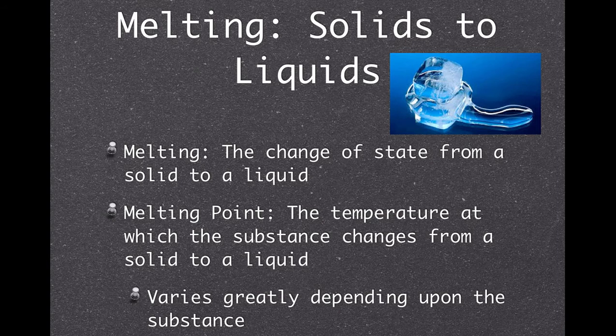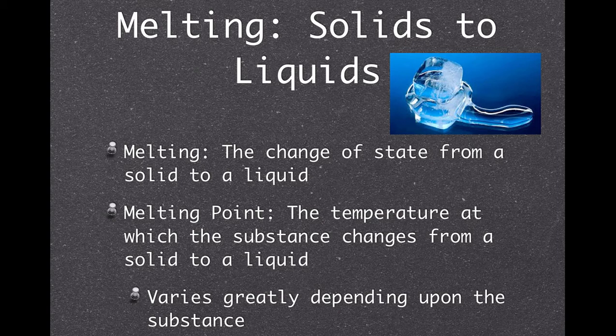The first change of state that we're going to talk about is melting, which is just going from a solid to a liquid. As you can see in that example that I've given, an ice cube is a solid and it's changing to a liquid, and therefore it is melting. This is the change of state from a solid to a liquid, and it has a specific point called the melting point, the temperature at which the substance changes from a solid to a liquid.